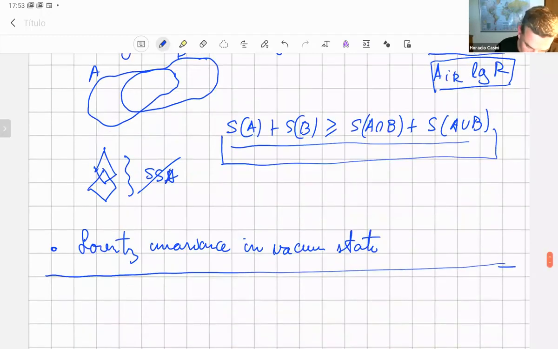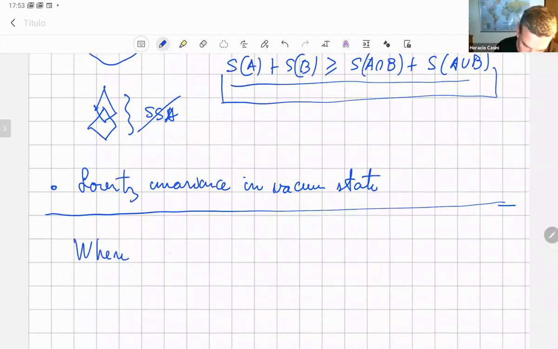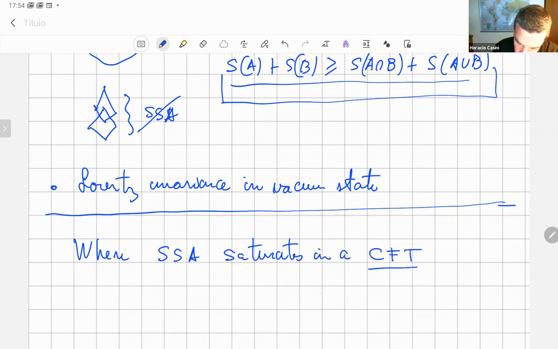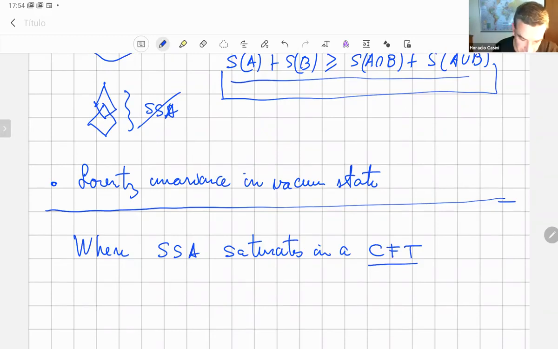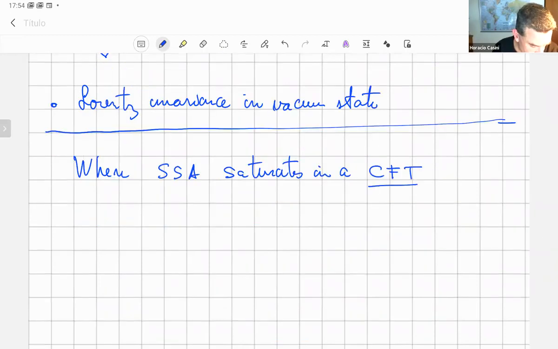So the first question is when strong subadditivity saturates in a conformal field theory. We don't need that it saturates for any theory, but for a conformal field theory. And when the strong subadditivity saturates, it is called a Markov state.